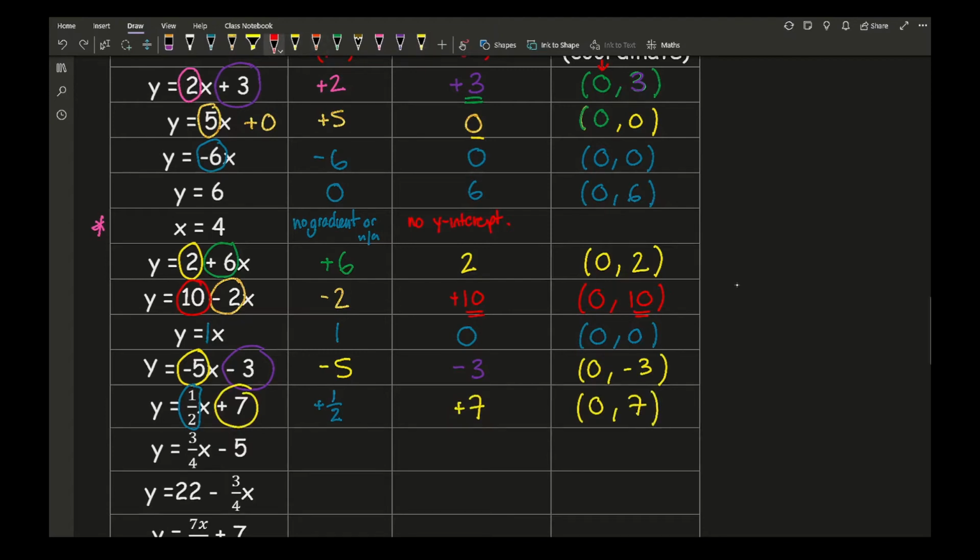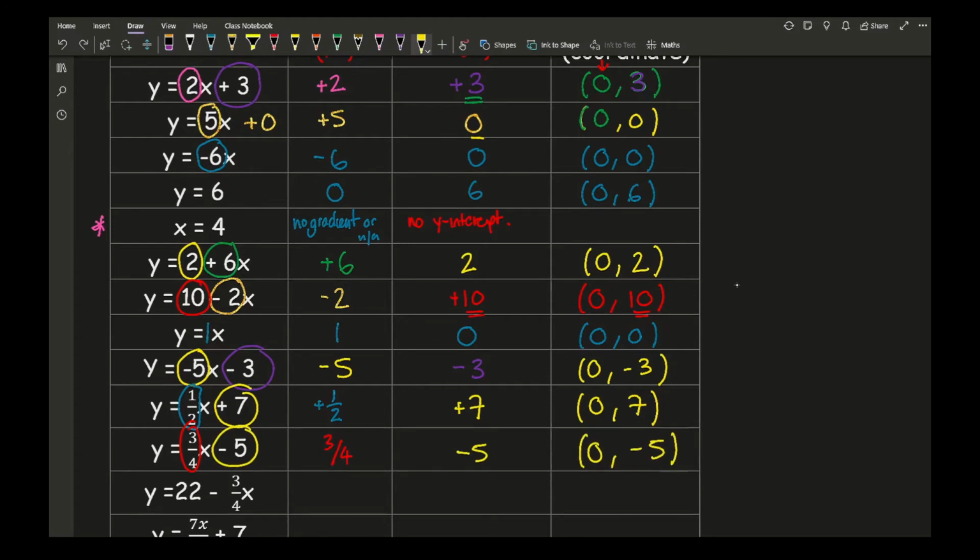Then for the next one, again, we've got a fraction. So here we've got 3/4. So it's going to be 3/4. My y-intercept is going to be the number being added or subtracted, which is minus 5. And writing that as a coordinate is 0, minus 5.